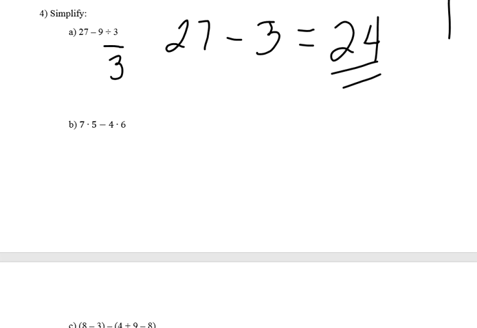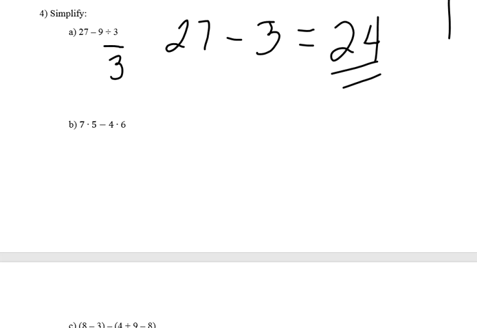Okay, B, 7 times 5 minus 4 times 6. Now remember, the dot means multiplication. We don't use the X anymore because it can be confused with an X for a variable. So we're just going to use the dot. Again, parentheses or grouping symbols is first, don't have any. Second, exponents and radicals. Again, don't have any.